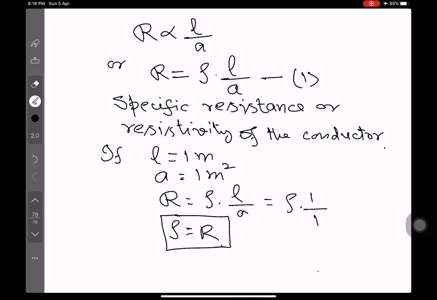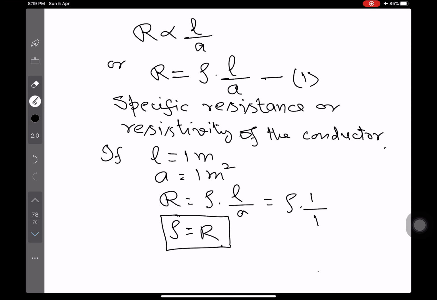So we can define resistivity or specific resistance of a conductor as follows. The resistivity or specific resistance of a conductor is the resistance made of that material, that means the material of the given conductor, whose length is 1 meter and area of cross section is also 1 meter square.